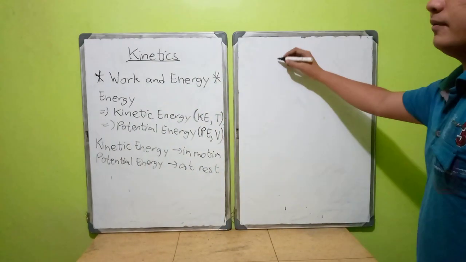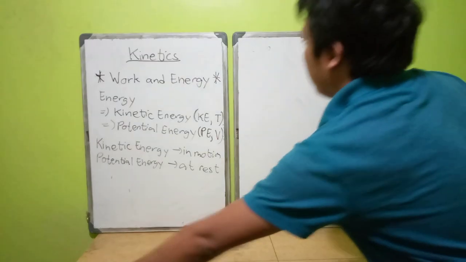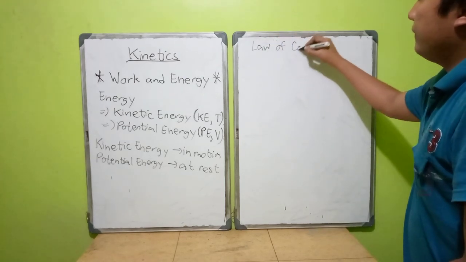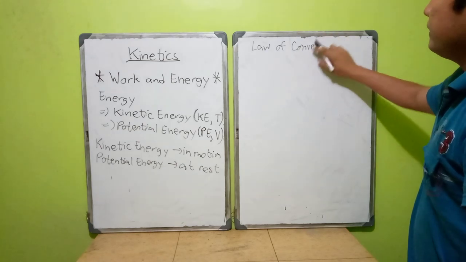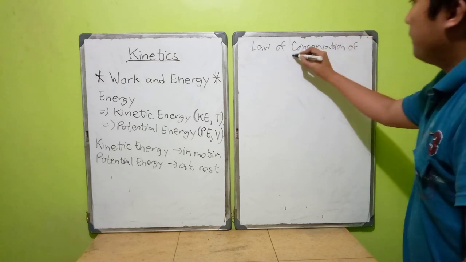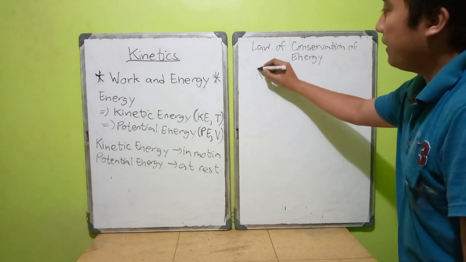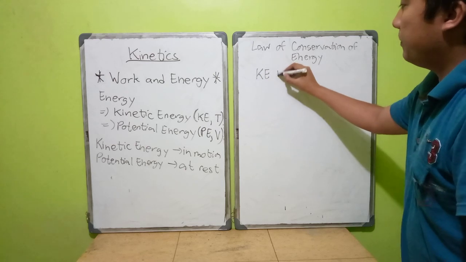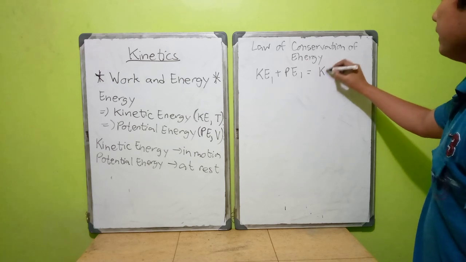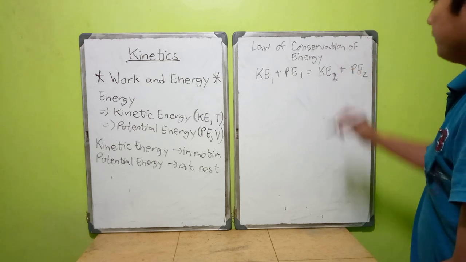By the law of conservation of energy, we can denote that KE plus PE at a certain position is equivalent to the final KE plus PE.